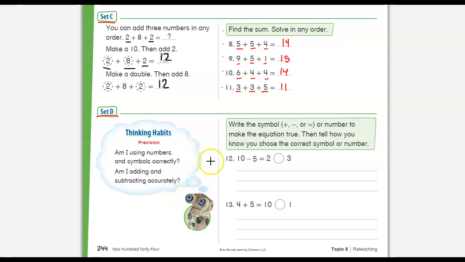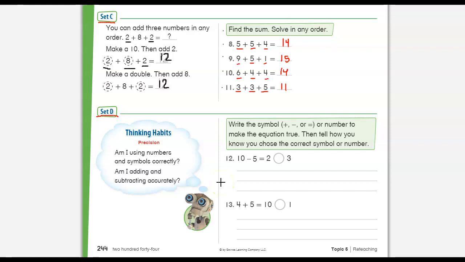So on number 12 and 13, we are going to write the symbol, so that's either a plus sign, a minus sign, or an equal sign, or a number to make the equation true. Then tell how you know you chose the correct symbol or number. So this one has a little bit of a twist. You can either add a symbol or a number. You have to look at the equations and see what they need.